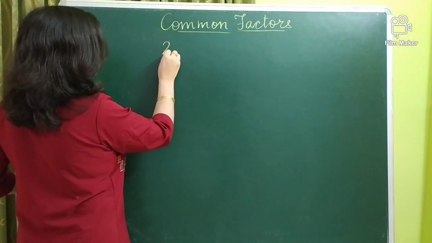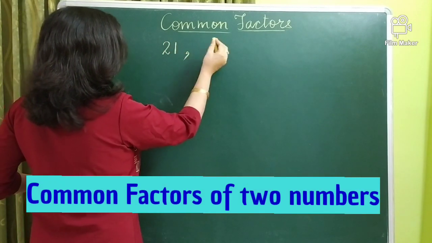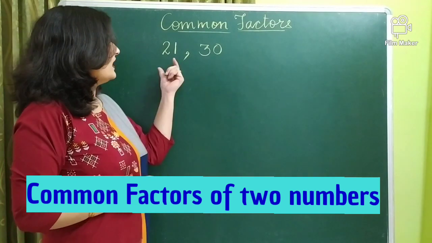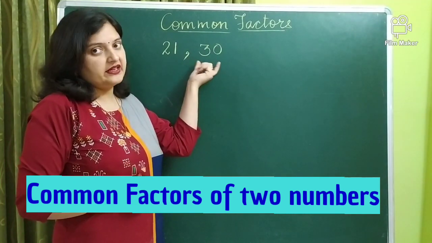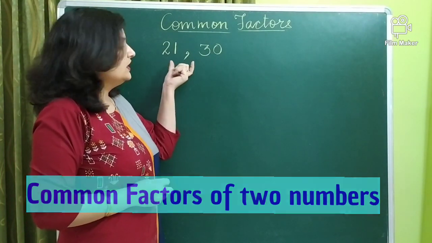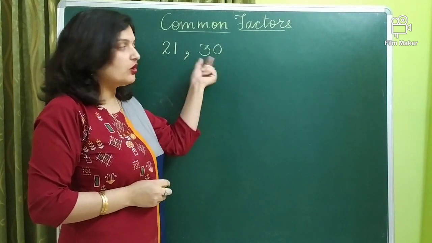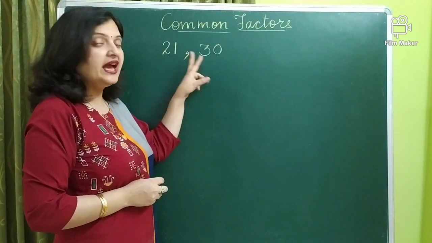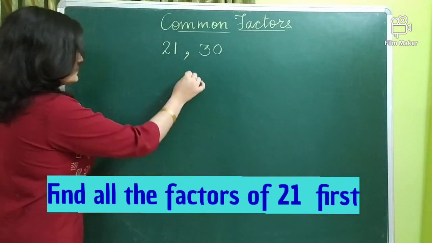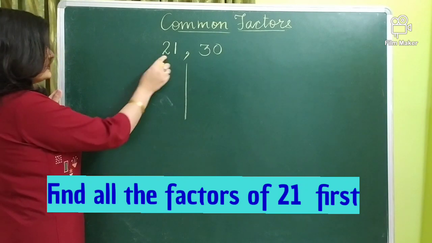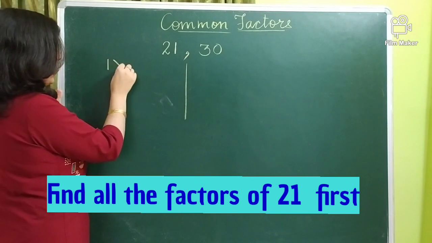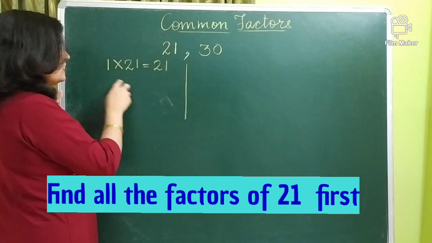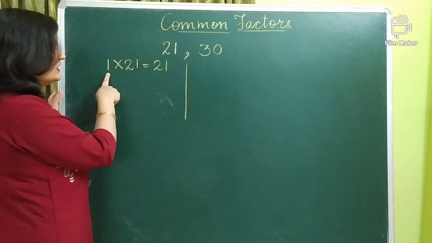Suppose we have the numbers 21 and 30, and we want to find their common factors. So how will we do this? If we want to find the common factors of 21 and 30, we have to find the factors of 21 and 30 both. As I have told you, we start from number 1. 1 multiplied by 21 is equal to 21, because we know that 1 is a factor of every number.